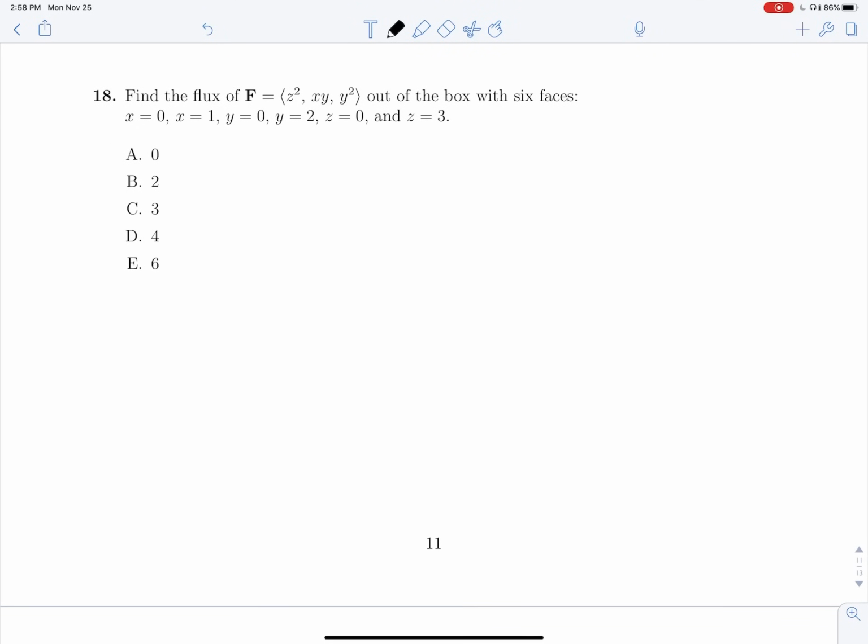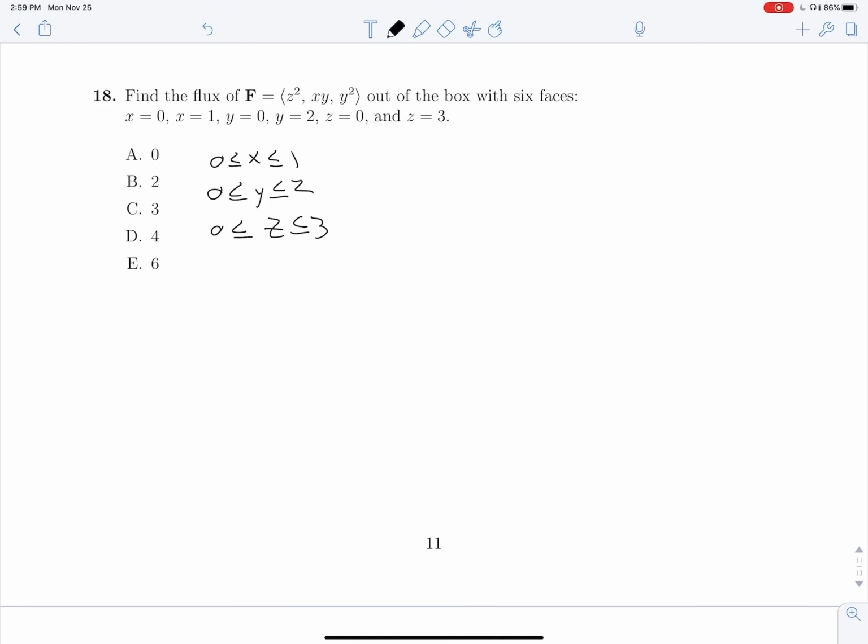18, we have to find the flux of this function, this force function F. It's not necessarily force, it's just our vector field F out of the box with 6 faces, where 0 is less than or equal to x, which is less than or equal to 1, 0 is less than or equal to y, which is less than or equal to 2, and 0 is less than or equal to z, which is less than or equal to 3. And those will be useful for our integral later.